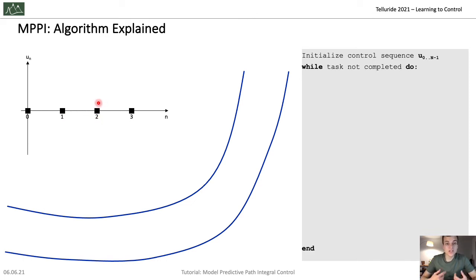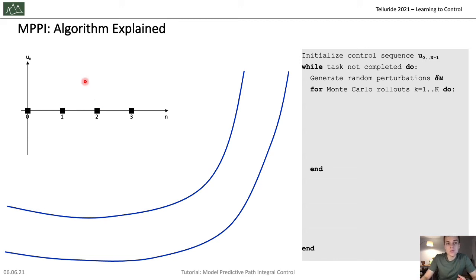Now we start a loop that doesn't end until we basically decide to end it. The first thing you have to do every time you loop is generate these random perturbations that we've seen, so these delta U's. And then you use these delta U's to generate the inputs that you'll apply to the system. Now you take every one of the Monte Carlo rollouts. In our case, capital K was 3. So we have 3 Monte Carlo rollouts where we do the following thing.